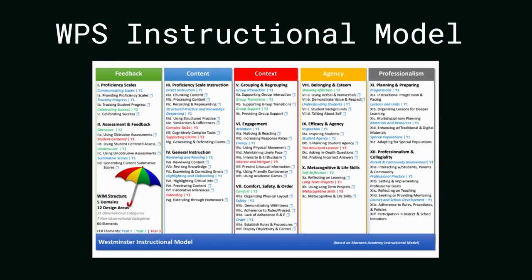If you work in WPS, Westminster Public Schools, you have an instructional model. This is our instructional model that we use. It's based on the Marzano Academy instructional model, which in turn was also based upon the New Art and Science of Teaching. You'll see that there are 5 different domains: feedback, content, context, agency, and professionalism. Within those domains, there are 12 design areas. Within those 12 design areas, there are 31 observational categories and 7 non-observational categories for a total of 60 elements.